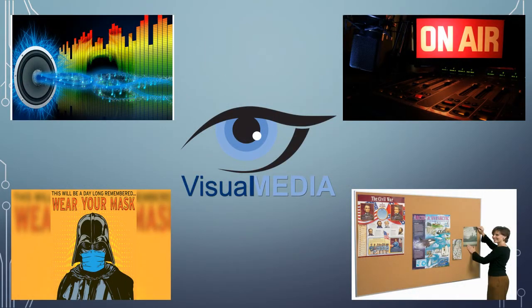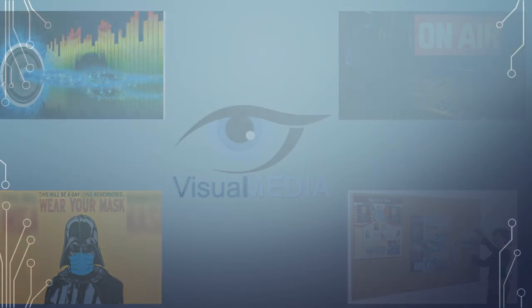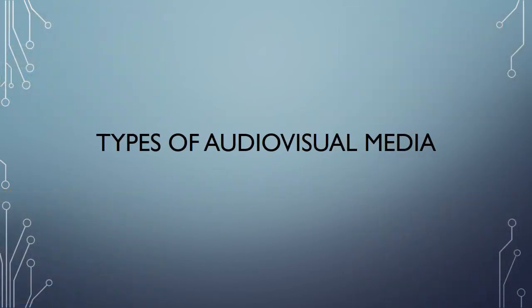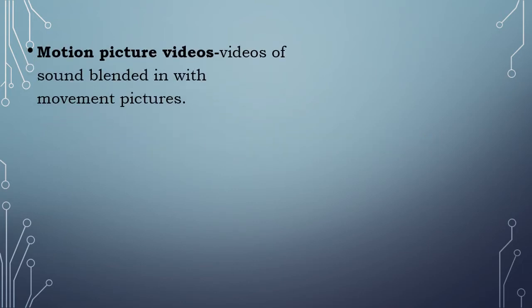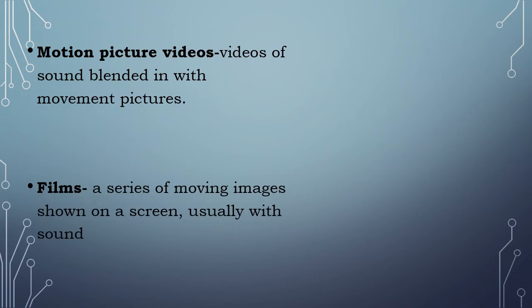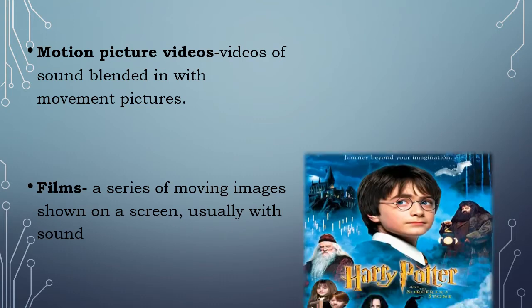These are the examples of audiovisual media. Motion picture videos, videos of sound blended in with moving pictures. Next is films, a series of moving images shown on a screen, usually with sound. So, motion picture, from the root word itself, motion. There is movement. Examples of it are movies or films.